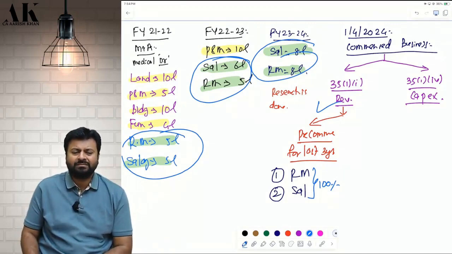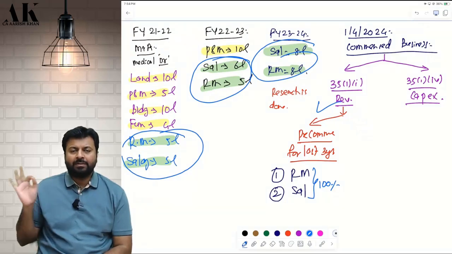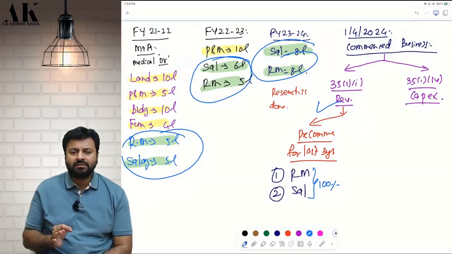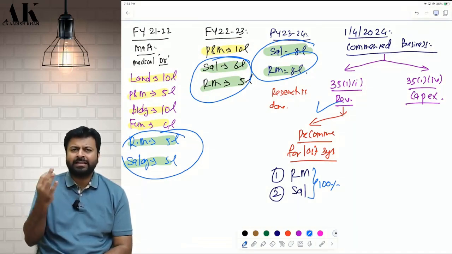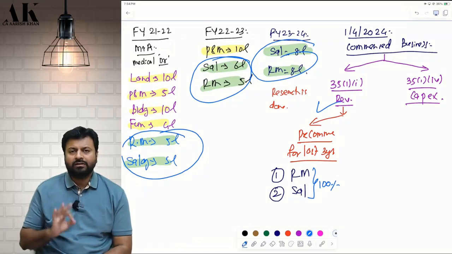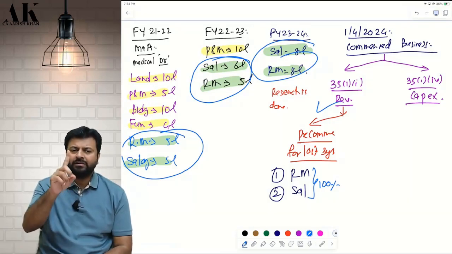Are you clear? Clear. So, pre-commencement deduction, do you get it? Yes. For how many years? 3 years. Which all expenses? Raw material, salary, etc. for 3 years. 100% in the first year you will get.